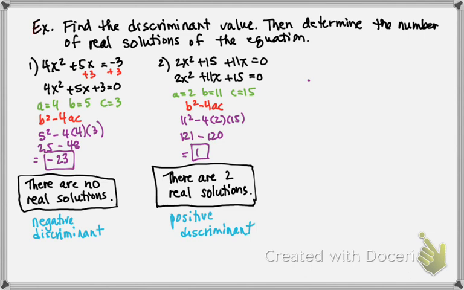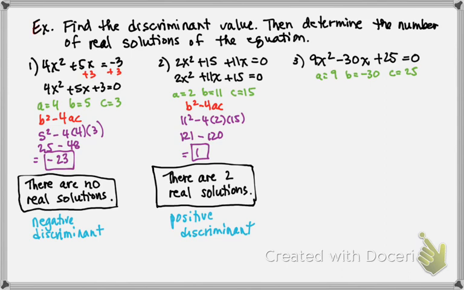And then we have our last example, and then that will conclude our notes for the year. 9x squared minus 30x plus 25 equals 0. So this one's written correctly. So I'm going to identify my a, b, and c. A equals 9, b equals negative 30, and c equals 25.